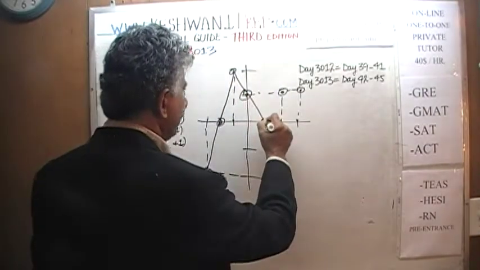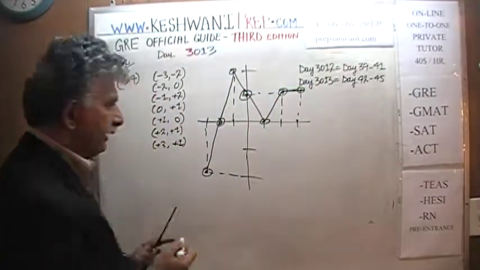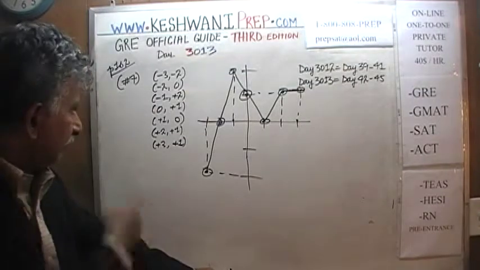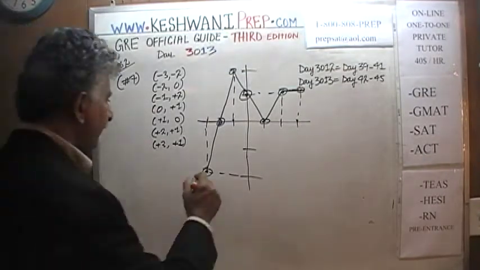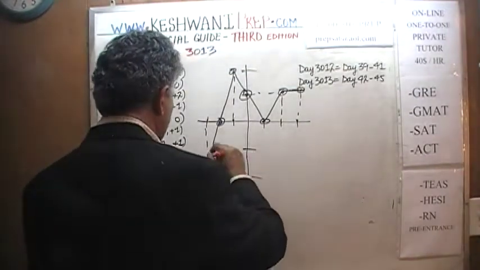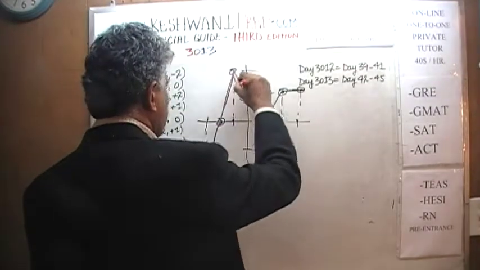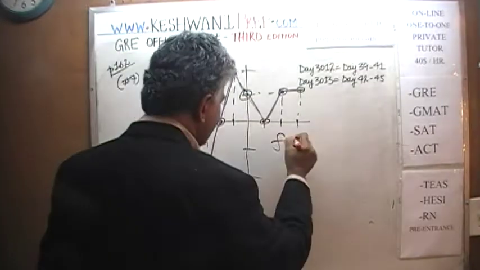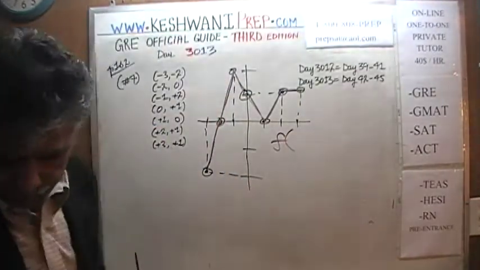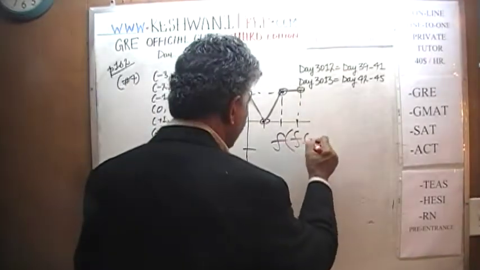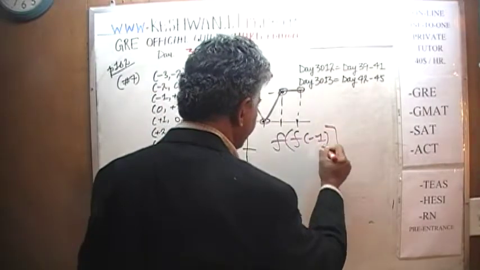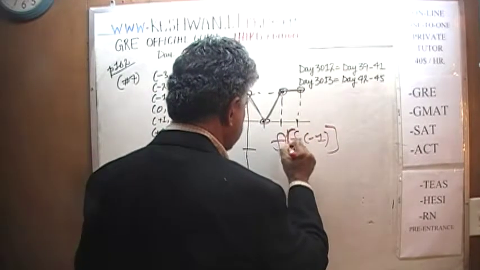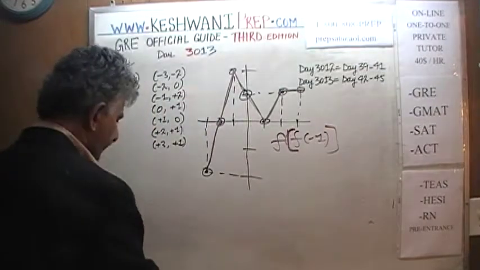As a matter of fact, by the time I gave you the coordinates of these points on the blackboard like that, we could have answered the question very easily. But this is what is given to us. And the question is, what is the value of f of negative 1? Let's put this in a bigger bracket. Well, let's answer it, shall we?